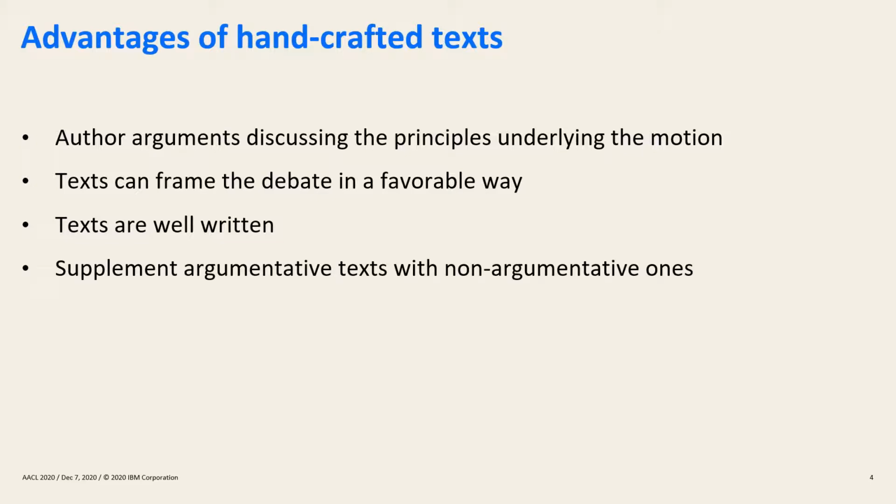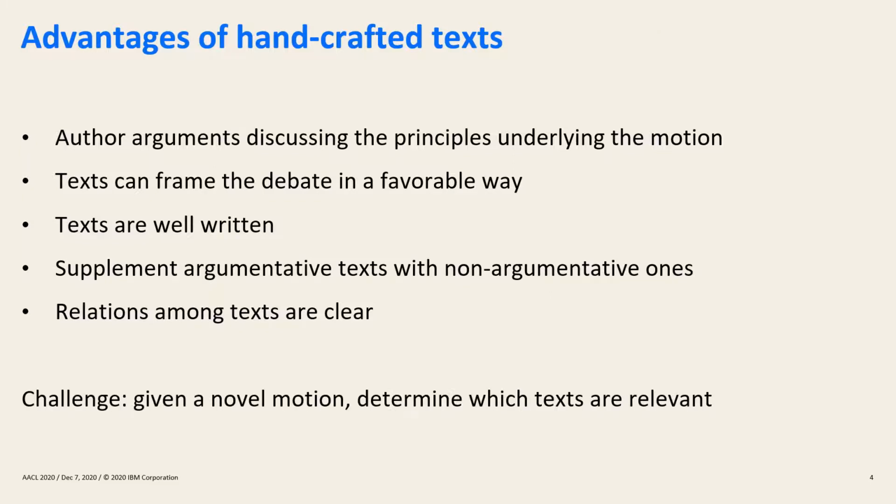And we can also supplement argumentative texts, which we can find with argument mining, with non-argumentative ones, such as jokes. For example, if we have this common issue of new technologies, maybe we can have a joke about new technologies. Also, the relations among the texts are clear because they are written in advance, so we can also annotate the text for the relations that exist among them. But the challenge is that when we're given a novel motion, to determine which texts are relevant for it, which ones we can actually use within this knowledge base.